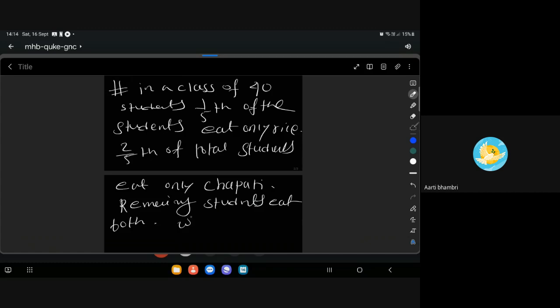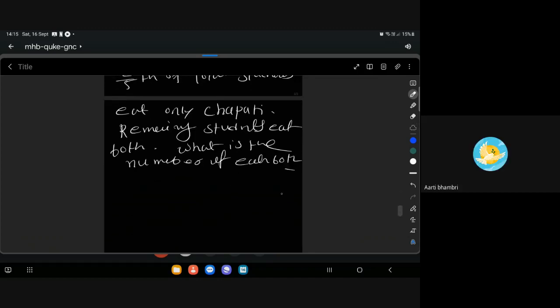Then what is the number of students who eat both? 16. Okay. So now see. They have told you total students is equal to how much? 40. 1/5. Okay, we'll see.